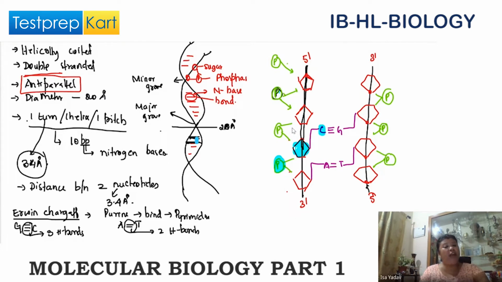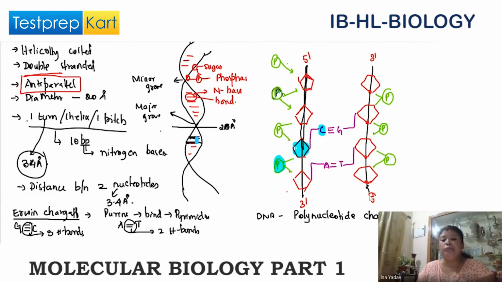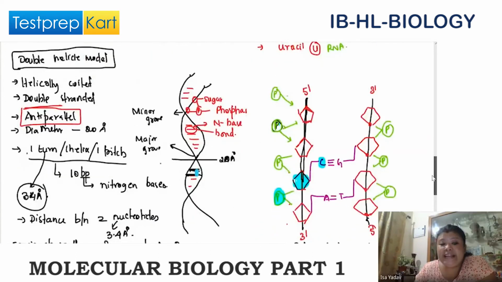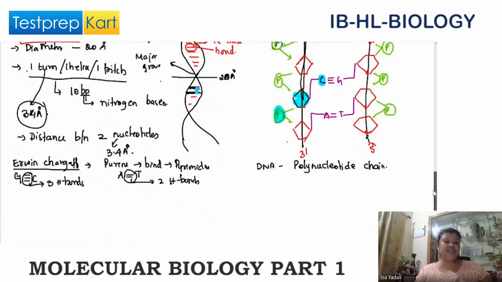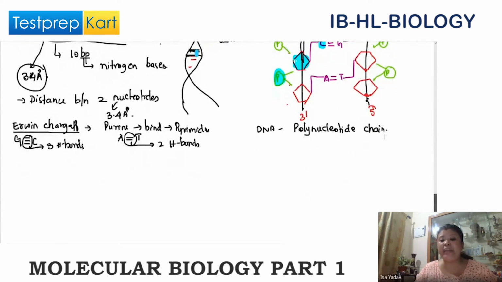So in DNA, do we have one nucleotide or many? Many. That is why DNA is called a polynucleotide chain. Clear? It is called a polynucleotide chain. Did you understand? Till here, is it clear? Okay.